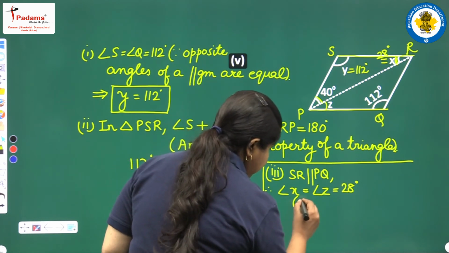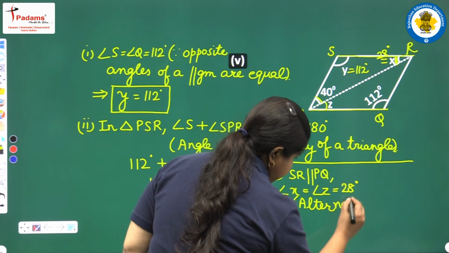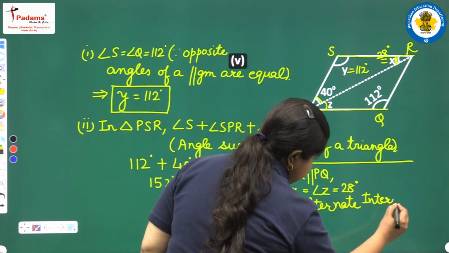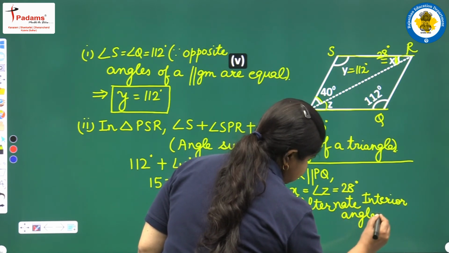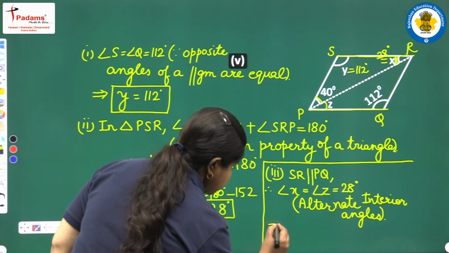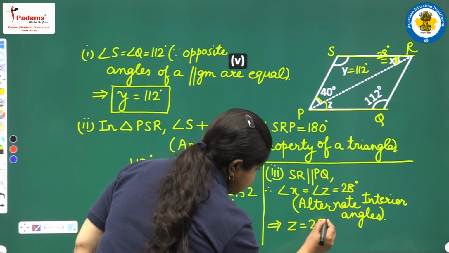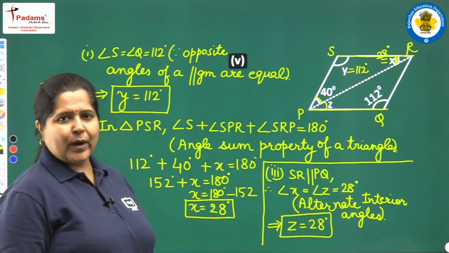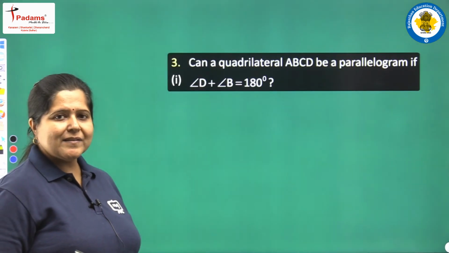Give the reason: alternate interior angles. This means that Z is equal to 28 degrees. This is the value that was required. With this, your question number 2 is complete. We move on to question number 3.